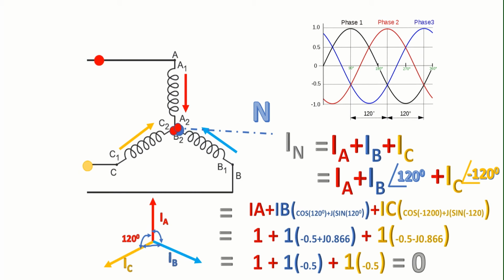So through this video, we can say that when the current is coming from phase A or phase B or phase C, the remaining phase currents will counteract it and the total current at the neutral becomes 0.